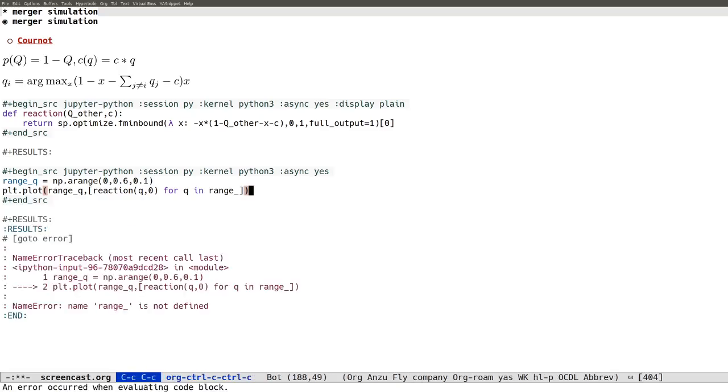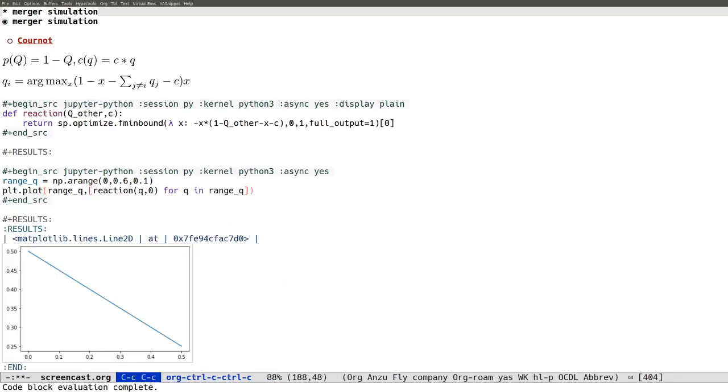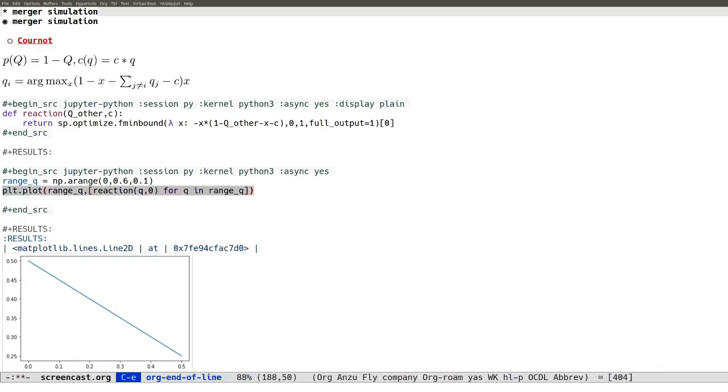So let's see what this looks like. Oops, we made a mistake somewhere. Oh yeah, we didn't get the completion here, so it's going to be range Q. And here we have it. So it's a downward sloping line, so that's the reaction function of one firm, and of course you also want to have the reaction function of the other firm.